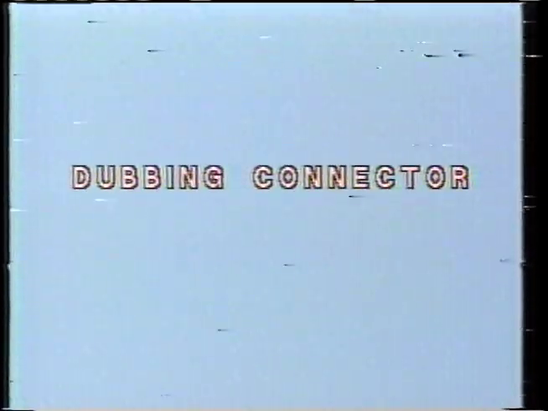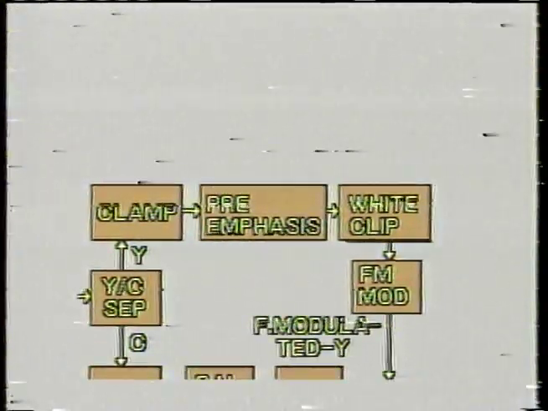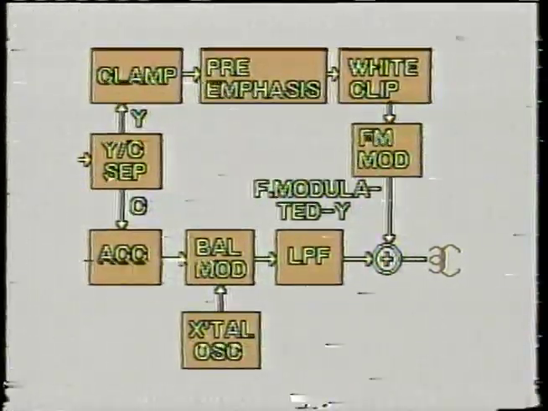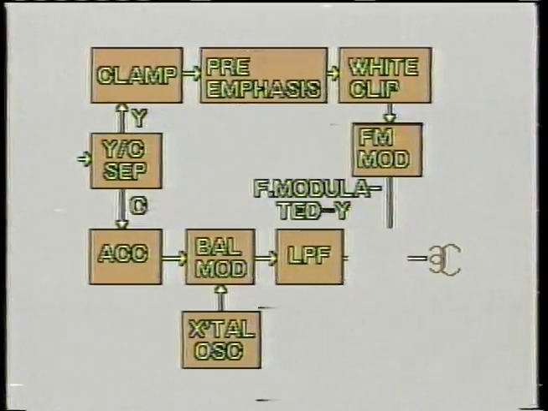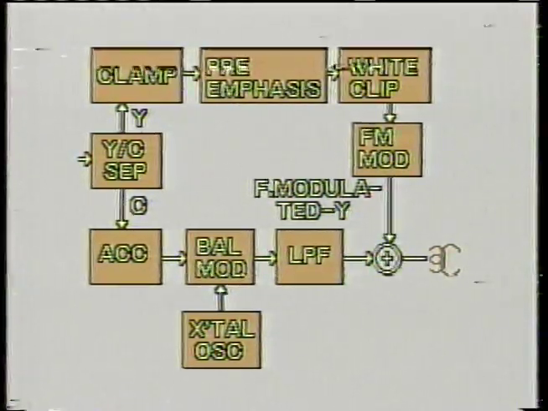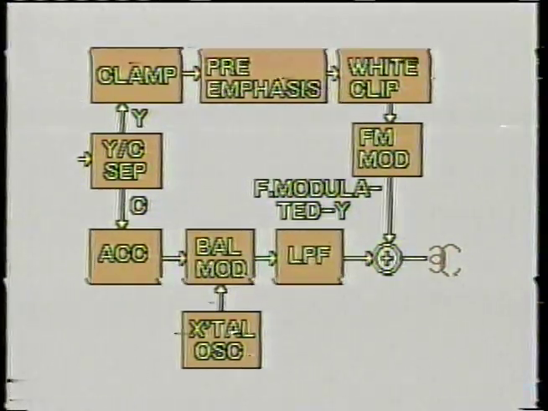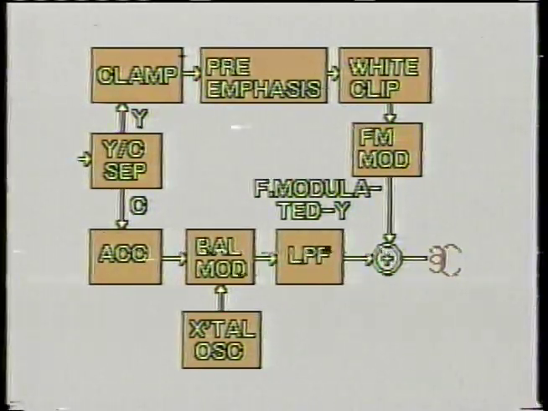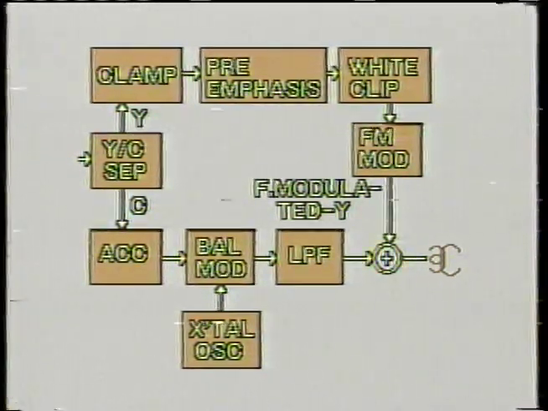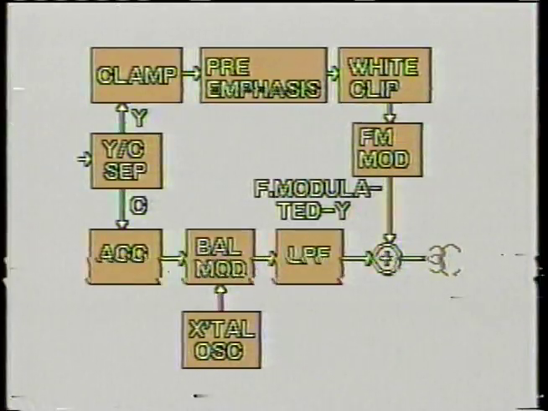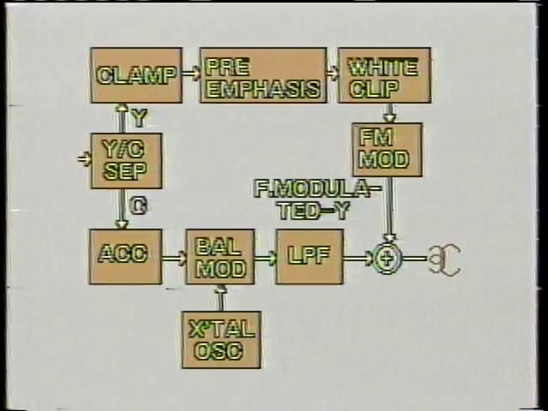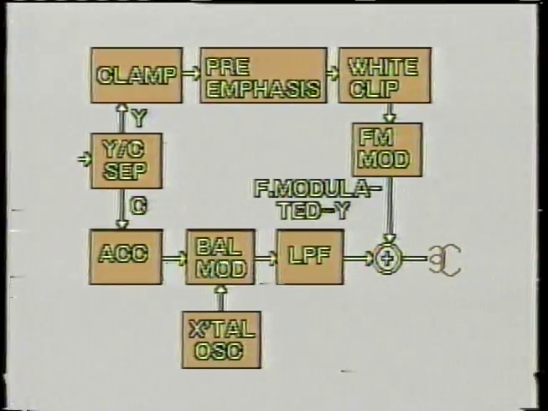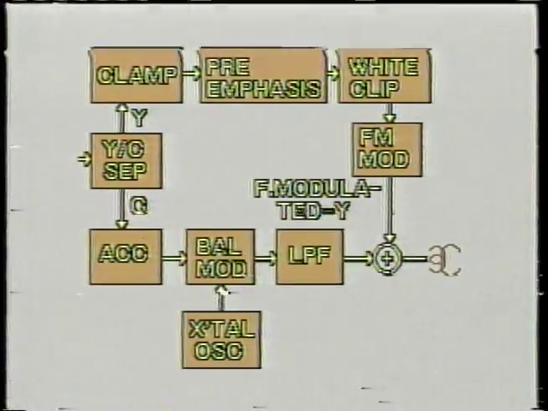The dubbing connector. When using a U-Matic machine, the input video signal gradually deteriorates as it is YC separated and the fixed band chroma is combined with the YFM. This is particularly true when dubbing because the video signal must pass through each process twice. Consequently, the deterioration is more marked.